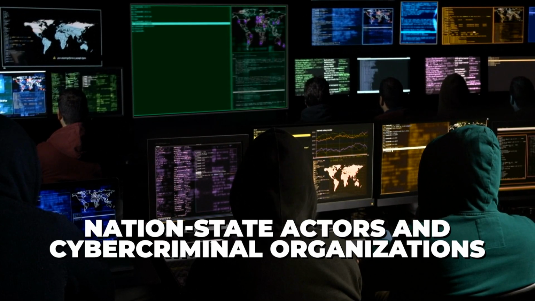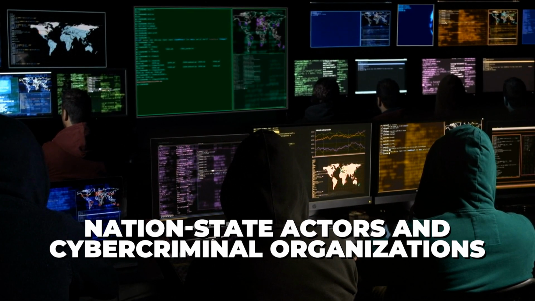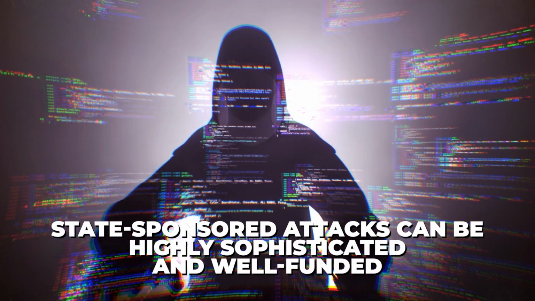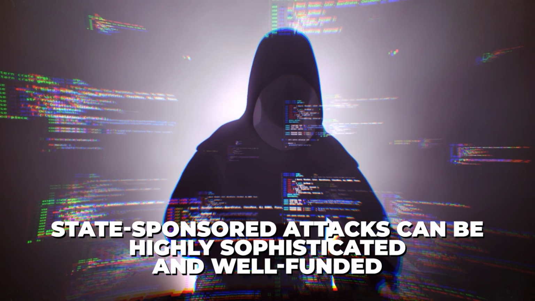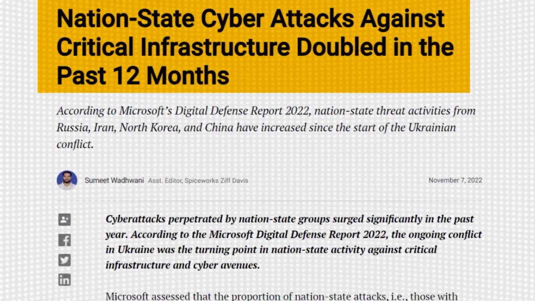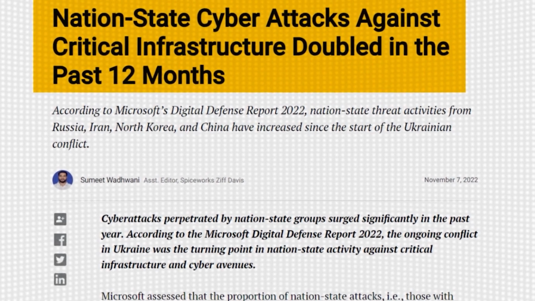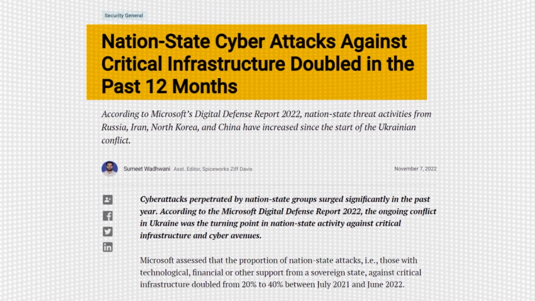What's even worse is that there's a potential for nation-state actors and cybercriminal organizations to carry out these attacks. State-sponsored attacks can be highly sophisticated and well-funded, making them very challenging to defend against. In some cases, cybercriminals may demand a ransom, while nation-states may aim to disrupt infrastructure as part of geopolitical tensions. There have been instances where malware attacks on critical infrastructure have been attributed to nation-states. These attacks can be politically motivated, intended to exert pressure or achieve geopolitical goals.